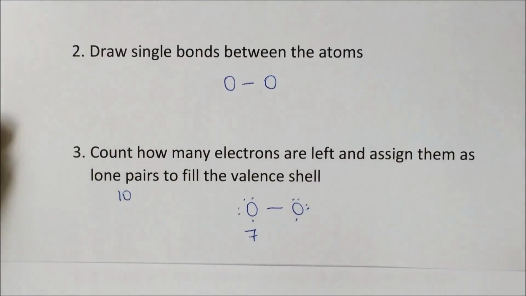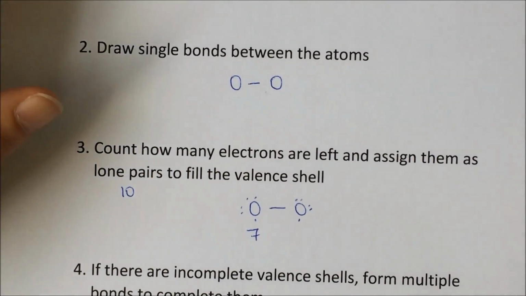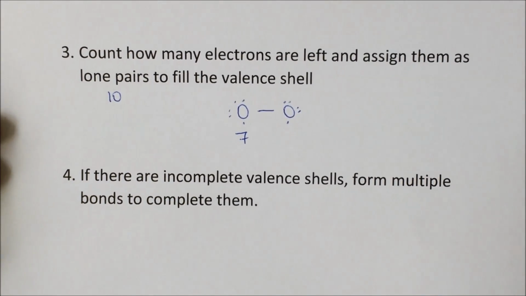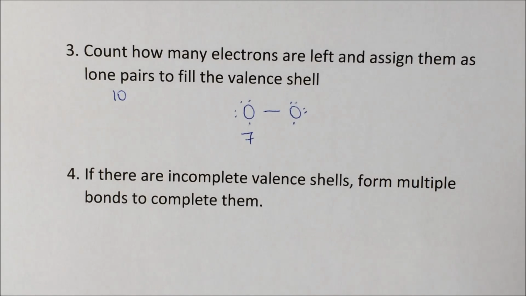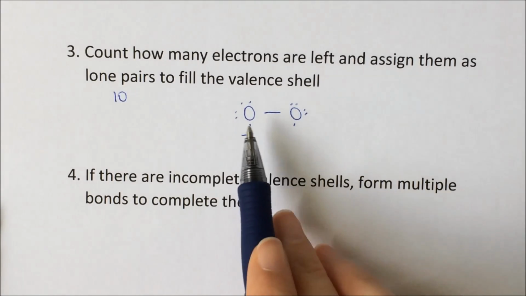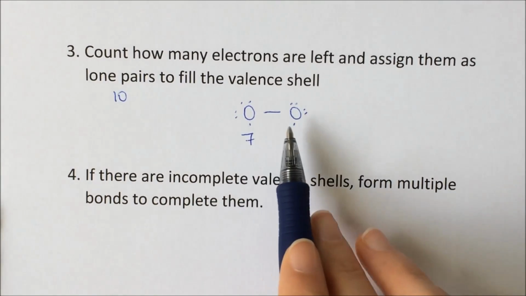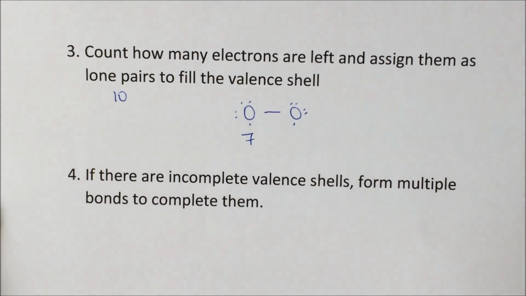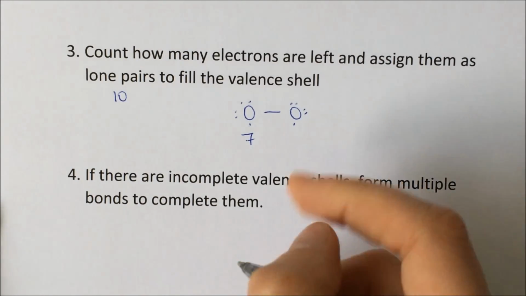So we need to go on to a 4th step in our steps for making a Lewis structure. The 4th step is, if there are incomplete valence shells, to form multiple bonds to complete these valence shells. What we can do is form a bond between these 2 lone electrons, and that will allow these to be shared between the oxygens.